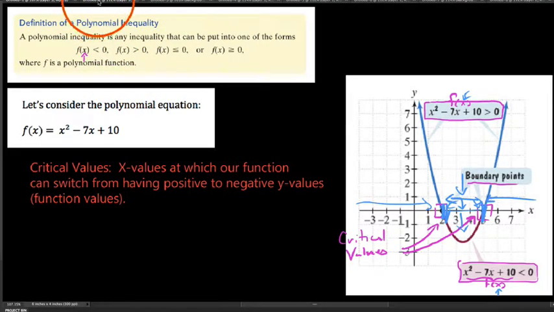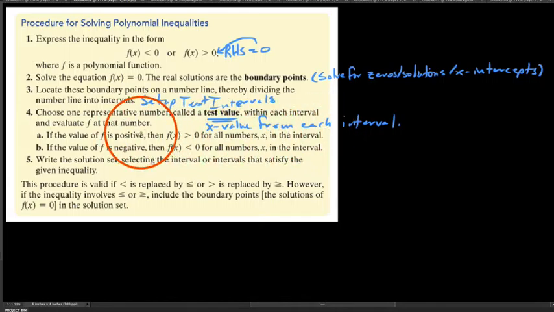So basically, what we're going to say here is this: we're going to choose a representative x value and plug it in. So what this says here is if the value is positive, then f of x is greater than 0 for all numbers x in the interval. And if the value is negative, then all of our y values are below 0, or negative, for all of the x values in that interval. So number 5 here basically says write the solution set, selecting the interval or the multiple intervals that satisfy the given inequality. And it says, as a note here, this procedure is valid if less than is replaced by less than or equal to, or greater than by greater than or equal to. You do the same thing.